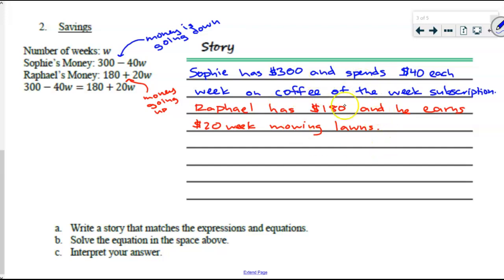Now that we've really written stories to interpret what these mean, why would I set them equal? Quick conversation at your tables, go. Okay, here's some more hints. This right here, this represents Sophie's money, right? And this right here represents Raphael's money. What am I really trying to do when I set them equal to each other? Seth.